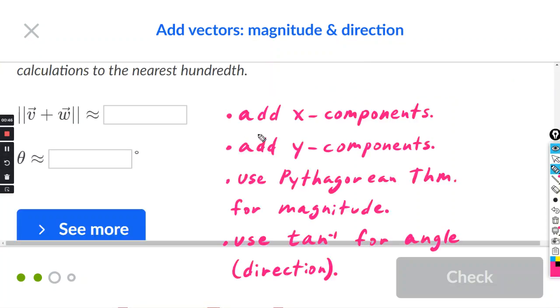All right, first step, we're going to add the x components, and then we're going to add the y components, and then we're going to use Pythagorean theorem to find the magnitude. That'll be this answer here. And then we're going to use the inverse tan function for the angle or direction, and that'll be this answer here.